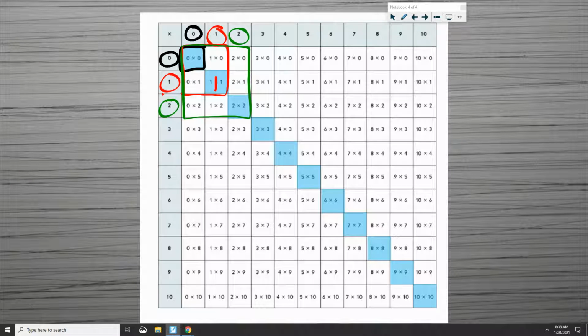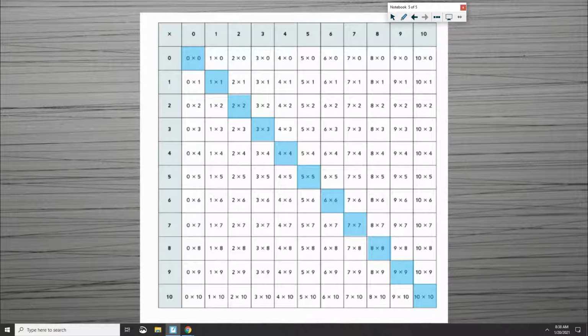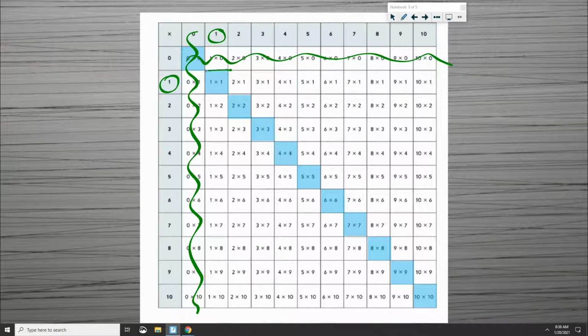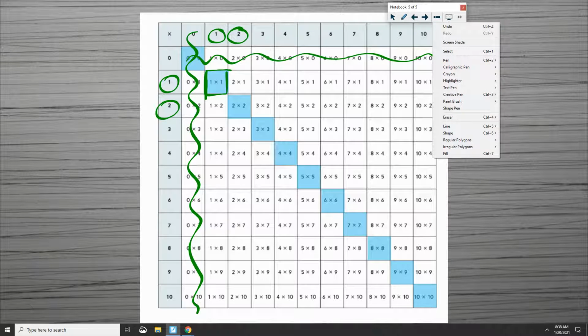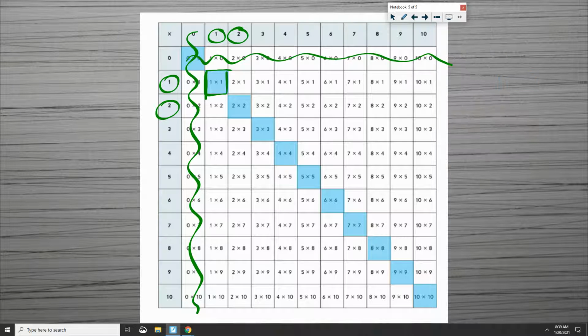I'm actually going to skip this. I don't like this multiplication table because the 0 kind of messes me up because we're not counting 0 in there. So I'm going to try this again. 1 times 1 is 1 square. 2 times 2 is 4 squares. So let me change my pen. I'm going to use this one. 2 times 2 is 4 squares.